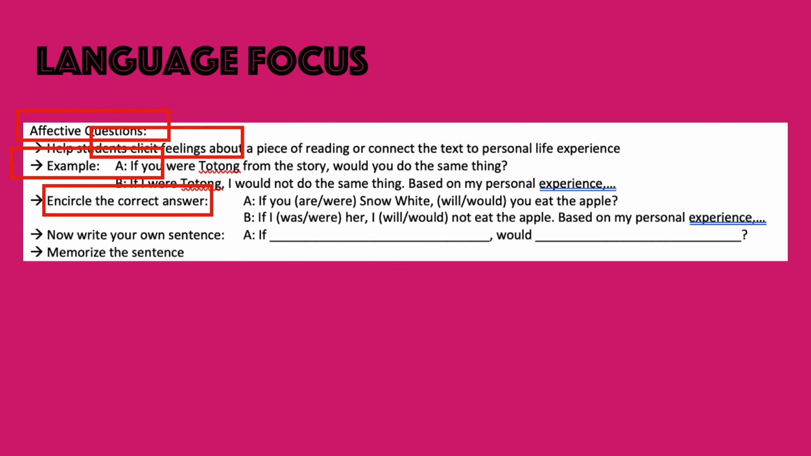So you need to drill the grammar point in. And this is where grammar instruction becomes extremely useful. You need to teach the specific grammar points of second conditional sentences. So you give them examples, you ask them to encircle the correct answer. If you are or were Snow White, will or would you eat the apple? After that, that is when they are ready to write their own sentences. And then finally, like before, they have to memorize the sentence.